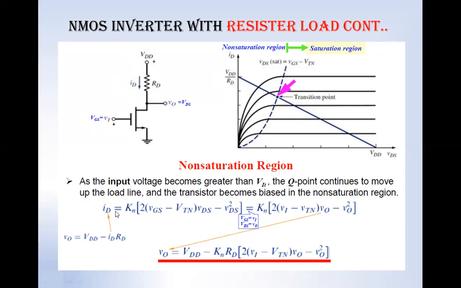So we have to take again the ID current relation with respect to non-saturated current. As usual, by applying the KVL equation, V0 is equal to VDD minus IDRD. There apply ID in terms of the non-saturated expression. So this ID is equal to Kn into [2 (VGS minus Vtn) VDS minus VDS square], which is the non-saturated current expression. The same thing once again applied in V0. So V0 is equal to VDD minus Kn RD into [2 (Vi minus Vtn) V0 minus V0 square].